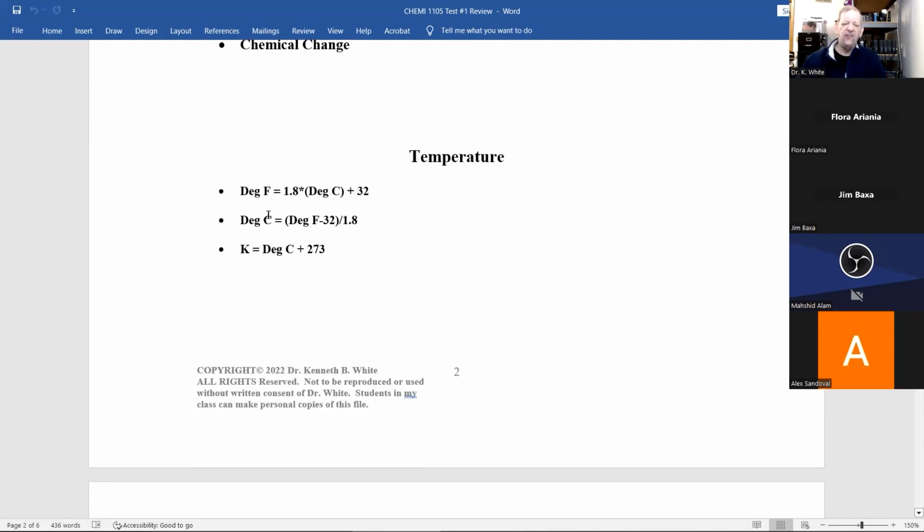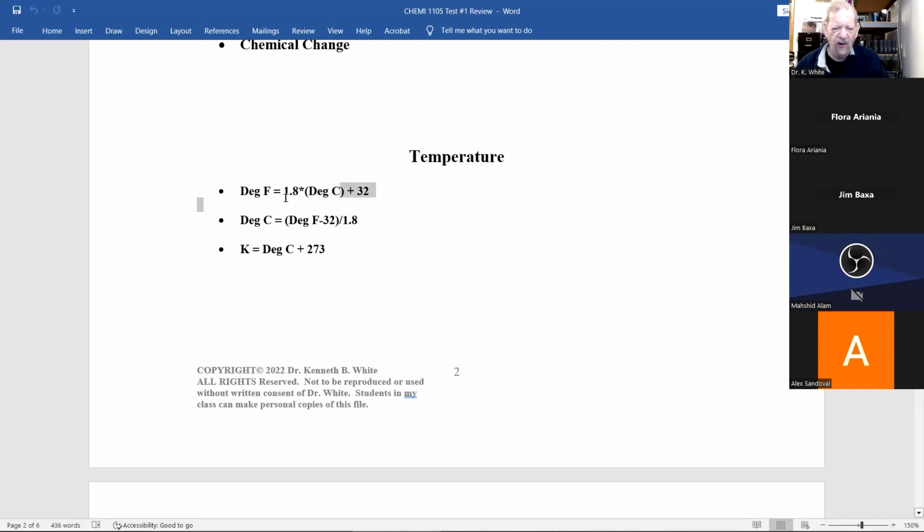Now, at this point in the chapter, I discuss temperature. There are 3 scales we use in chemistry, and a couple of them in our daily life. F is Fahrenheit, C is centigrade or Celsius, and K is Kelvin. And the first formula is how you convert from degrees C to degrees F: 1.8 times degrees C plus 32.